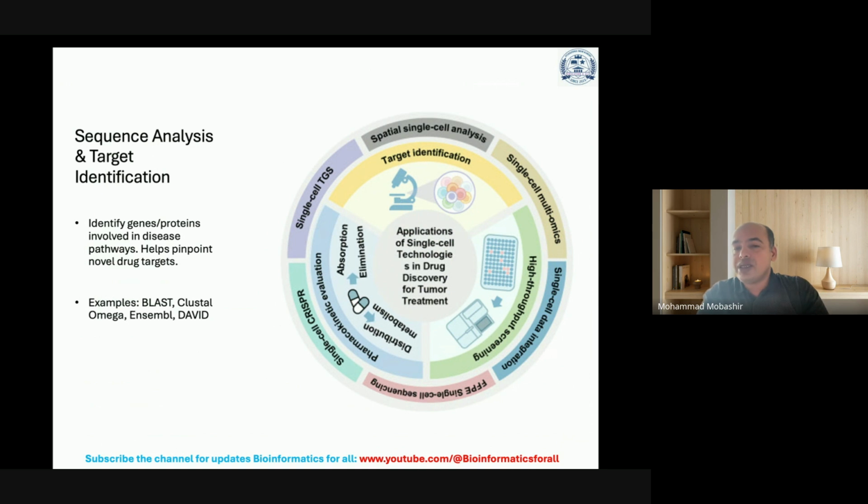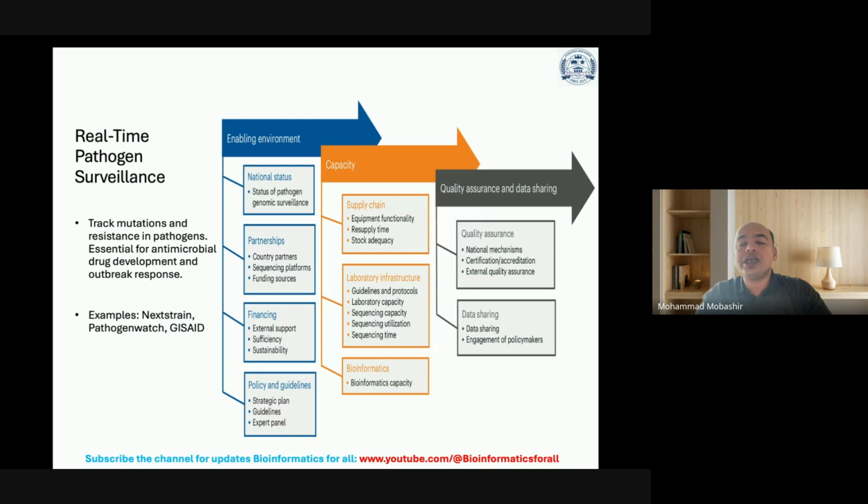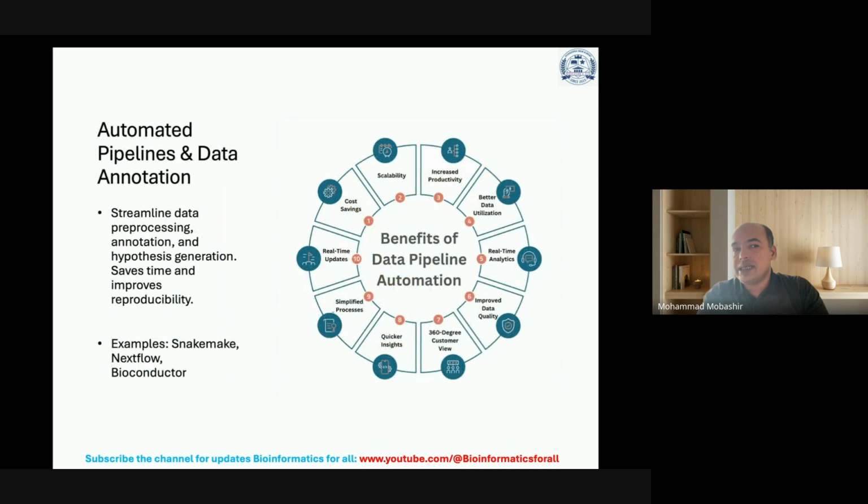If you are working in biological science as a data scientist, you can implement it in different sections by using different technologies. So now it comes to real-time pathogen surveillance. You can also think how to put surveillance for some kind of pathogen or some kind of infectious disease spreading, how to go for it and how to analyze it. These are some of the things.